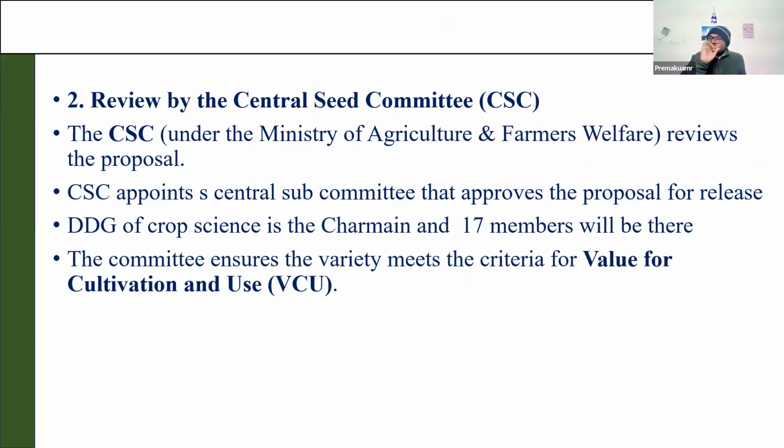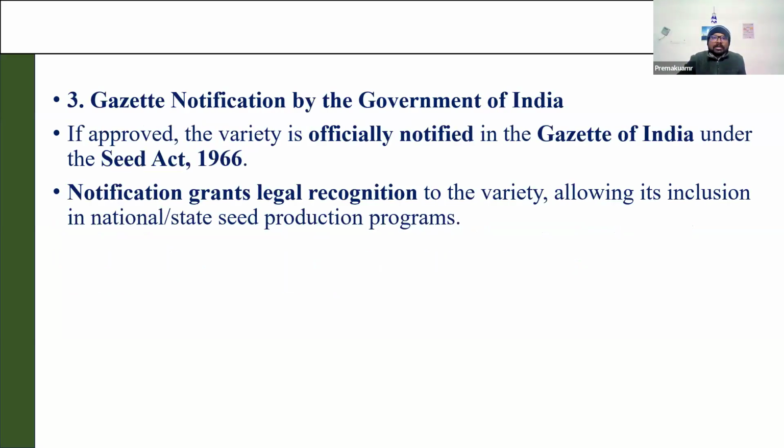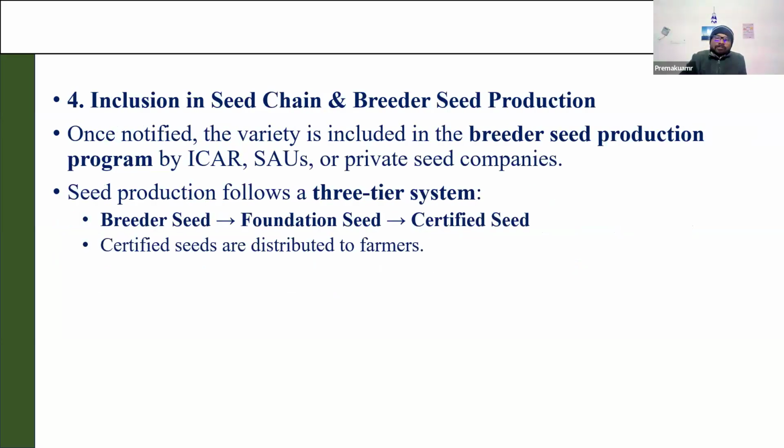And as I told, the value for cultivation and use criteria should be met. Every variety has to meet this value for cultivation and use criteria. Only then will it go for notification via gazette notification with the Government of India. And all this is done under the provisions of the Seed Act 1966. Then after that, it will be included in the seed chain and breeder seed production. First it will be nucleus seed, then breeder seed, foundation seed, and certified seed. Then finally it will reach the farmers.